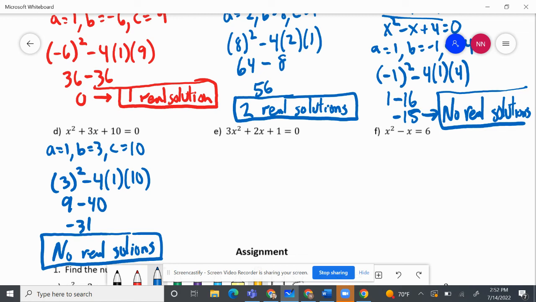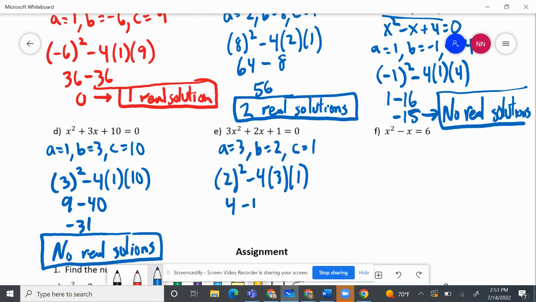So looking at letter E, a is 3, b is 2, c is 1. So we're going to go 2 squared minus 4 times 3 times 1. And that gives us 4 minus 12, which is negative 8. So once again, no real solutions.